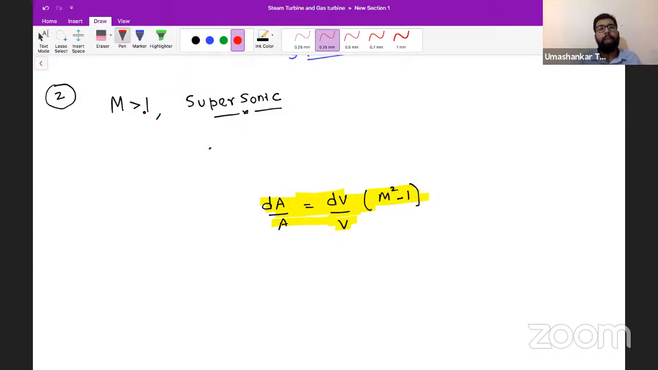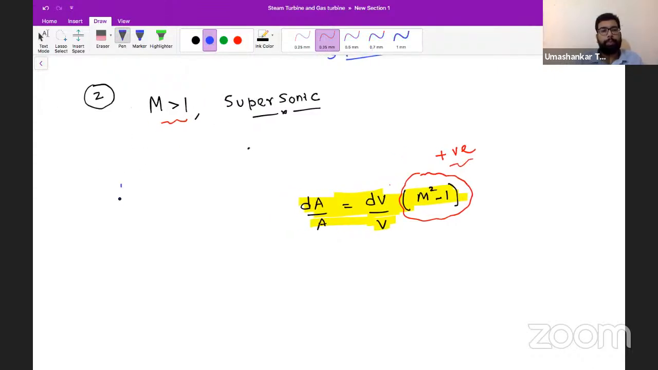Okay, so now if M is greater than 1, this will certainly be positive. Yes or no? Common sense. If M is greater than 1, this entity will be positive. So we are here to design the nozzle. As I said before as well, if we name something a nozzle, in it the velocity must increase.